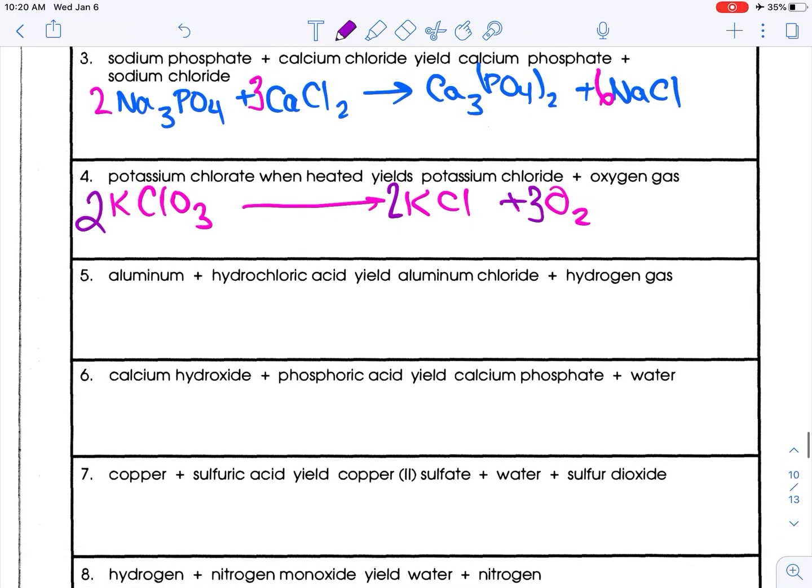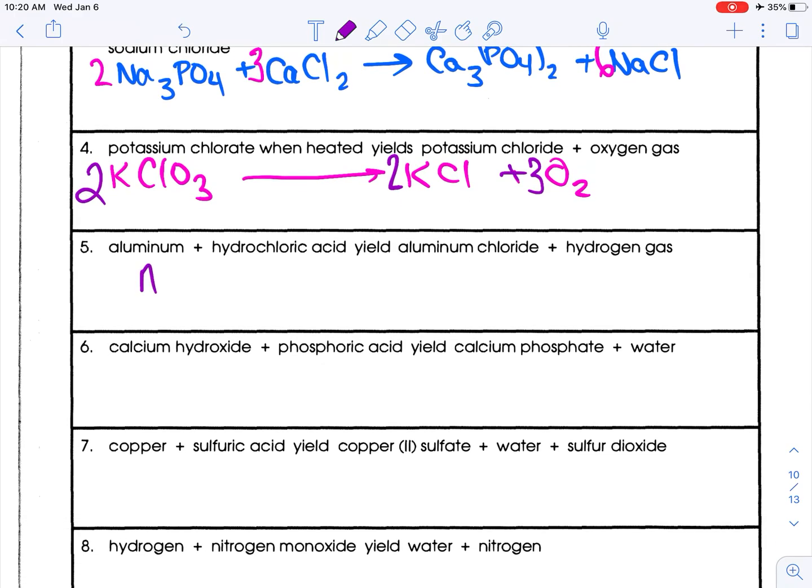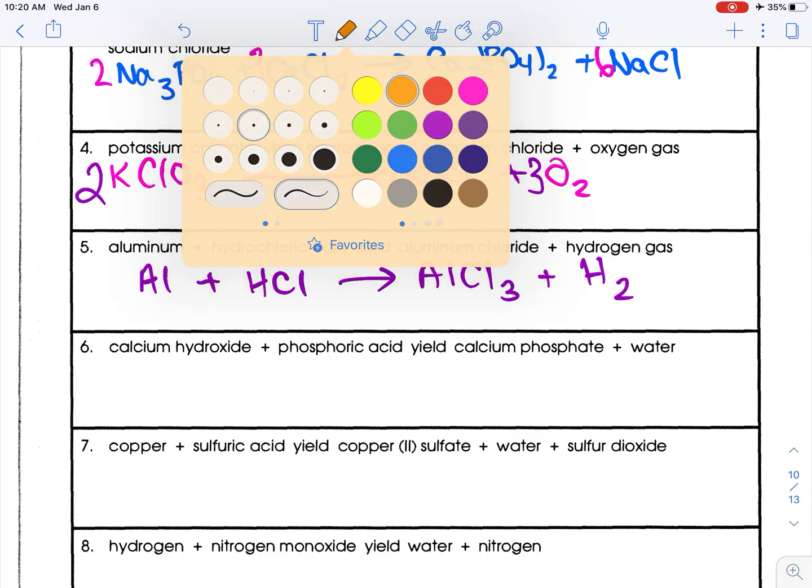Aluminum plus hydrochloric acid, reference table K if you didn't know it, HCl, nothing to balance, it's already ready, yields aluminum chloride, so Al plus 3, Cl minus 1, so that's going to be AlCl3, and hydrogen gas, so that's diatomic when it's by itself. So we're going to need some help here.